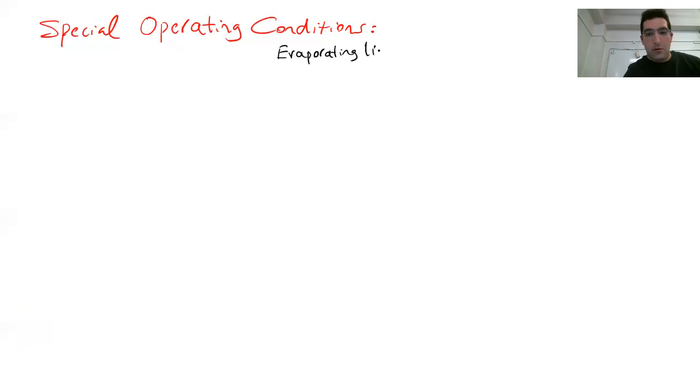We can talk about the special operating conditions, and then we jump into solving an example on this. So, special operating conditions. Now, consider the case that you have an evaporating liquid, which means that we have a liquid to vapor phase change, right?